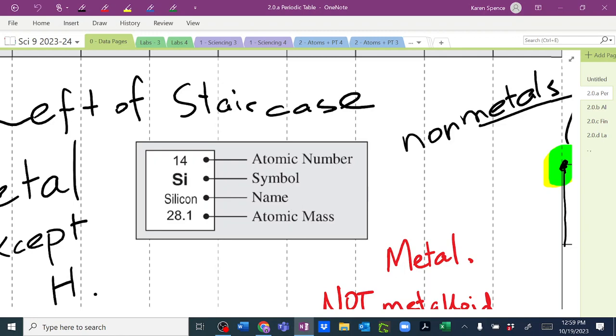It actually has nothing to do with the number of electrons. But it's a good guess. It was a good thought. Okay? So that's what we're going to find out.